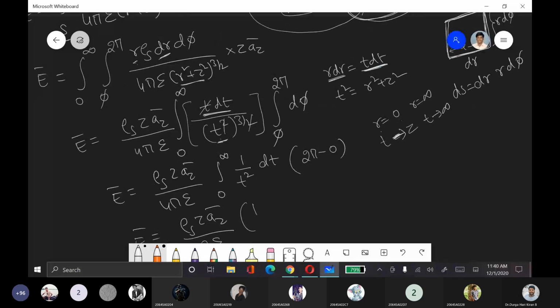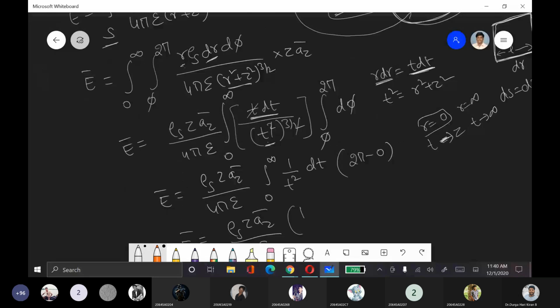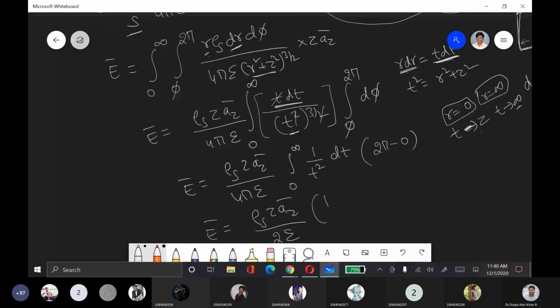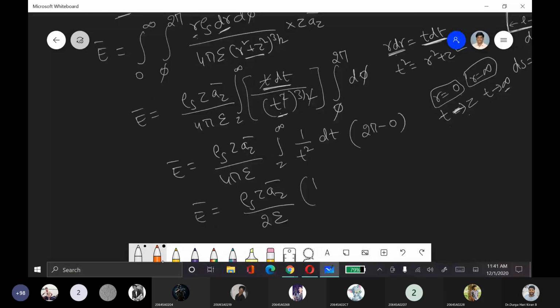Whenever you are keeping r is equal to 0 and r is equal to infinity, now you are changing those into t values. T tends to z and t tends to infinity. So while writing itself, I can change these values. So this is z to infinity, and here this is 1 by t minus 1 by t, infinity to z.